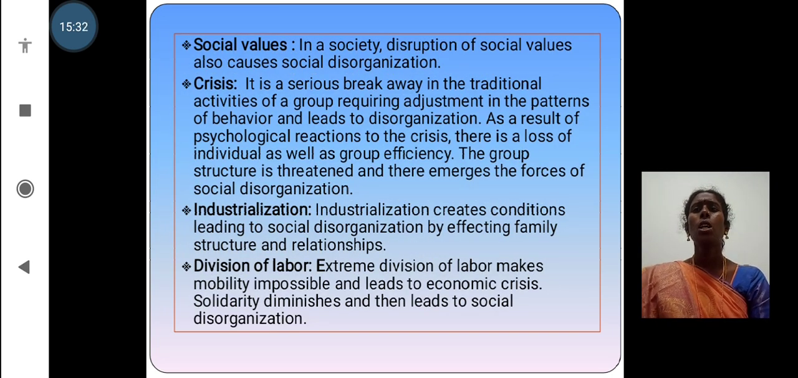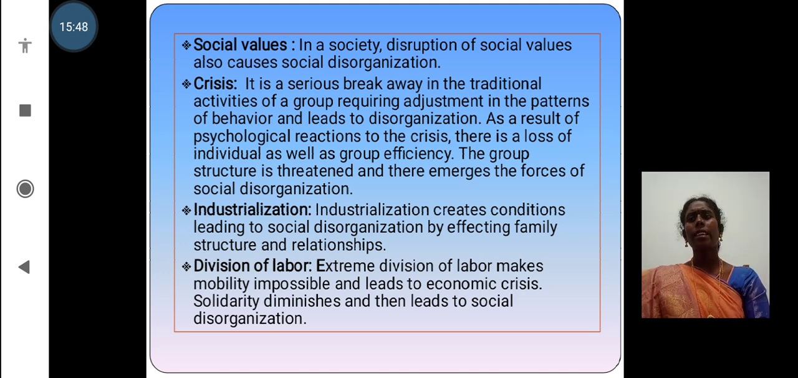The next one is social values. In society, disruption of social values also causes social disorganization. So the disruption of social values is one of the causes of social disorganization.